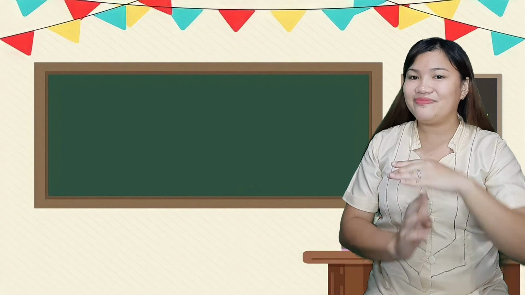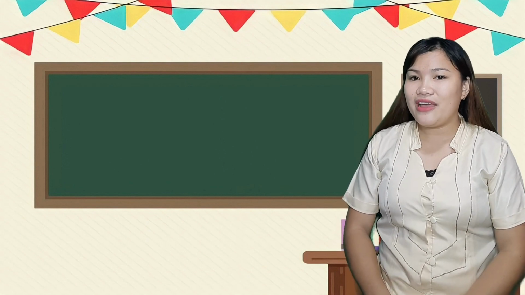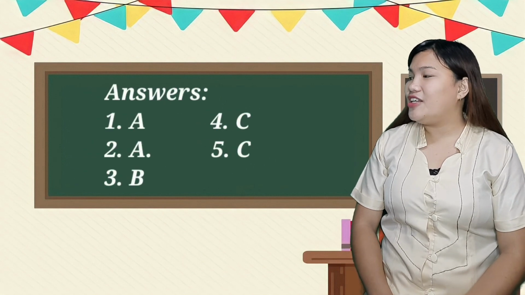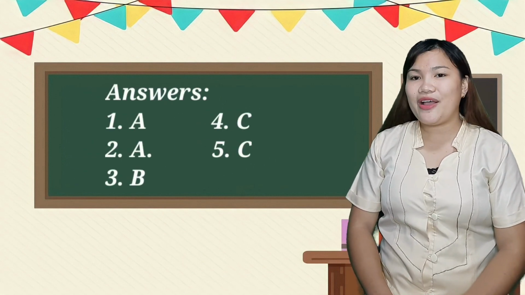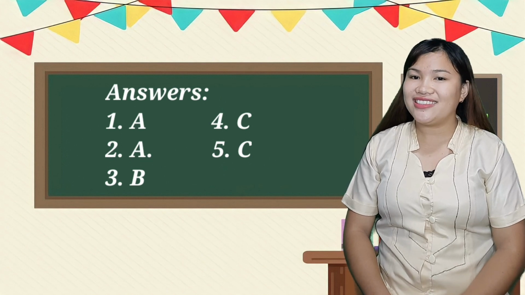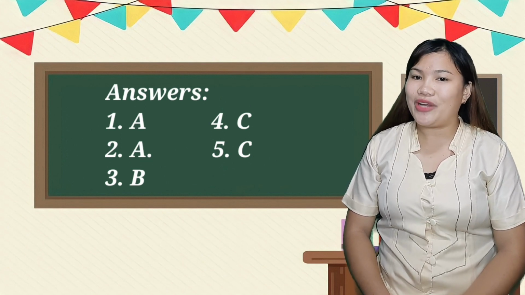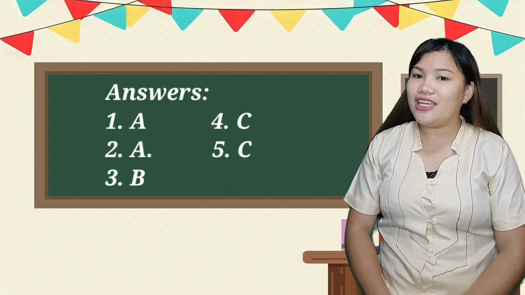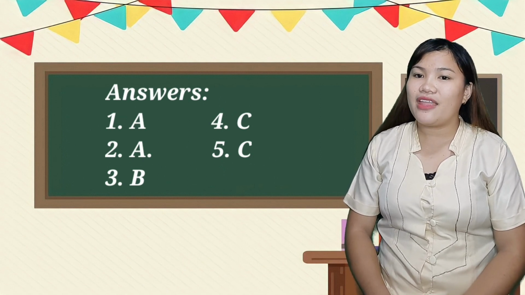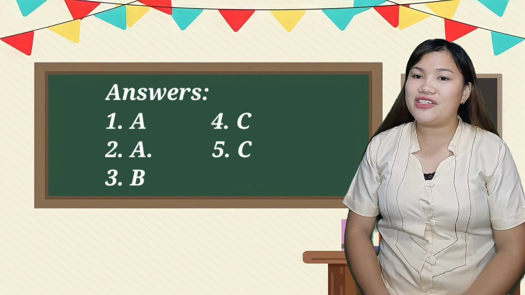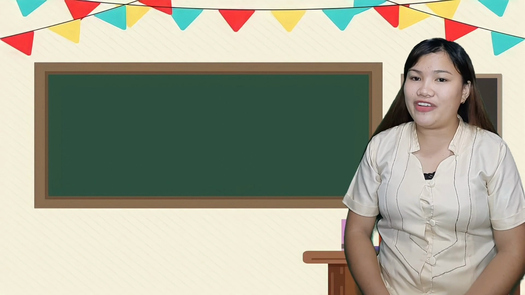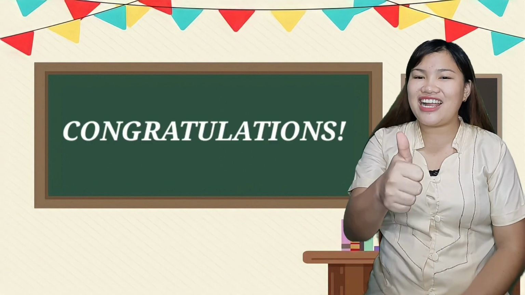Time's up. Now, let us check your answers. Here are the correct answers. We have number 1, letter A. Number 2, letter A. Number 3, letter B. Number 4, letter C. And number 5, letter C. Were you able to get a perfect score? Congratulations!